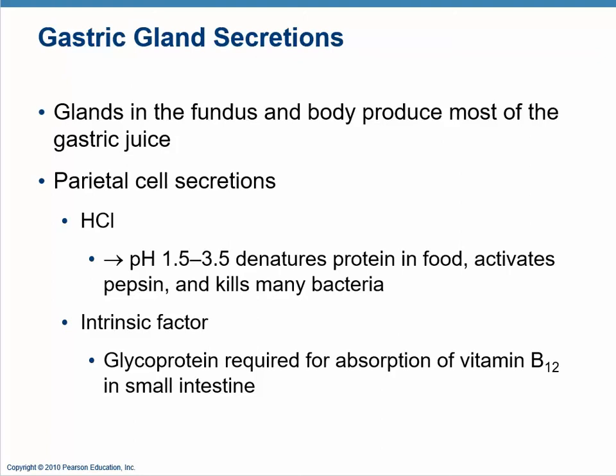It also makes a substance called intrinsic factor. Intrinsic factor is very important because it's what allows you to absorb vitamin B12. You don't digest vitamin B12, but without intrinsic factor, you don't absorb it. Intrinsic factor is made when the glands are stimulated by the presence of food. People that don't eat enough don't make intrinsic factor, which means they can't absorb their vitamin B12. And B12 is necessary for red blood cell production, so these people get anemia.